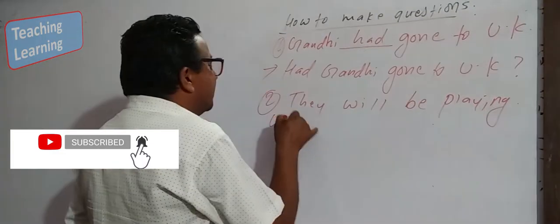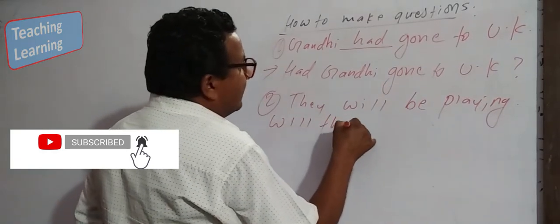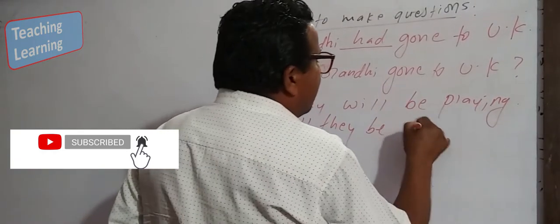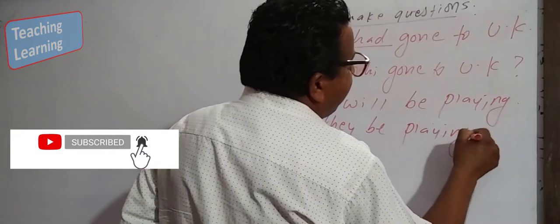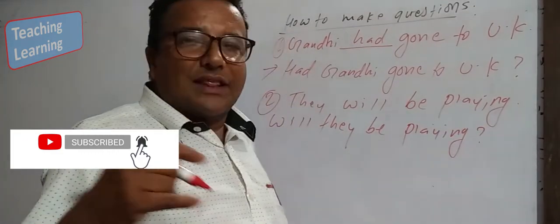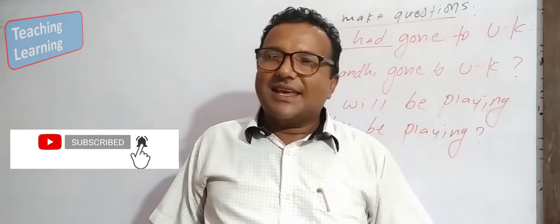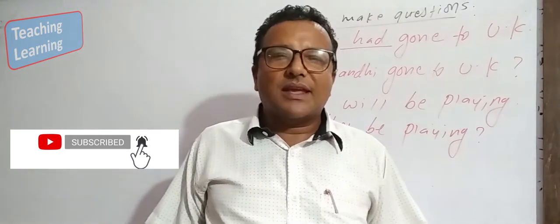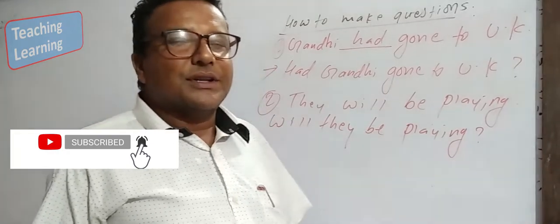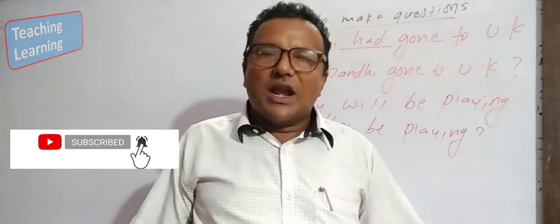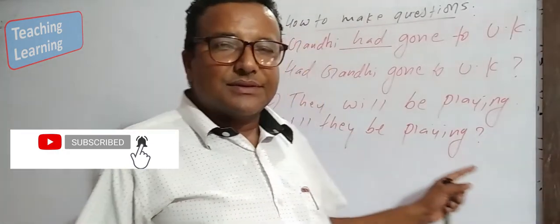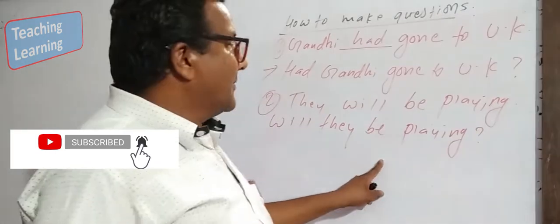Look at here. Will they be playing? Answer given in the positive: Yes, they will be playing. In the negative: No, they won't be playing, or they will not be playing. This is the second rule.